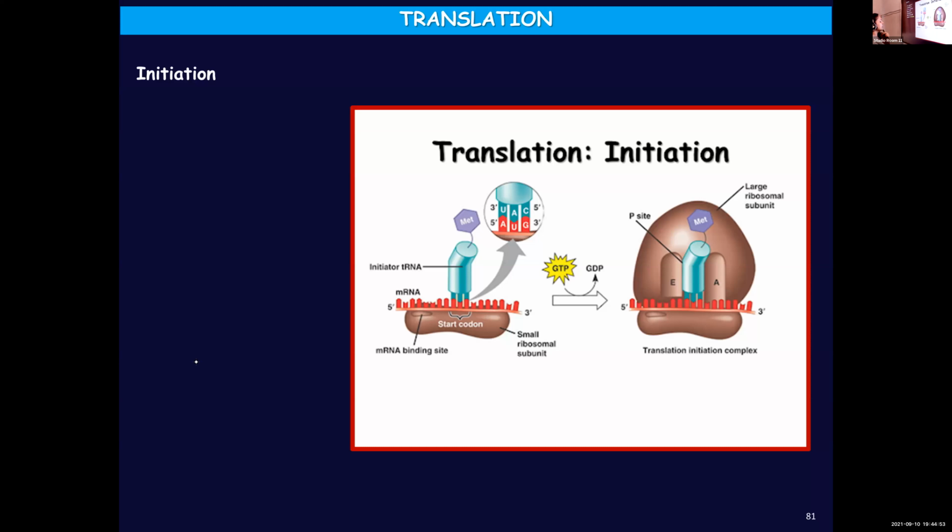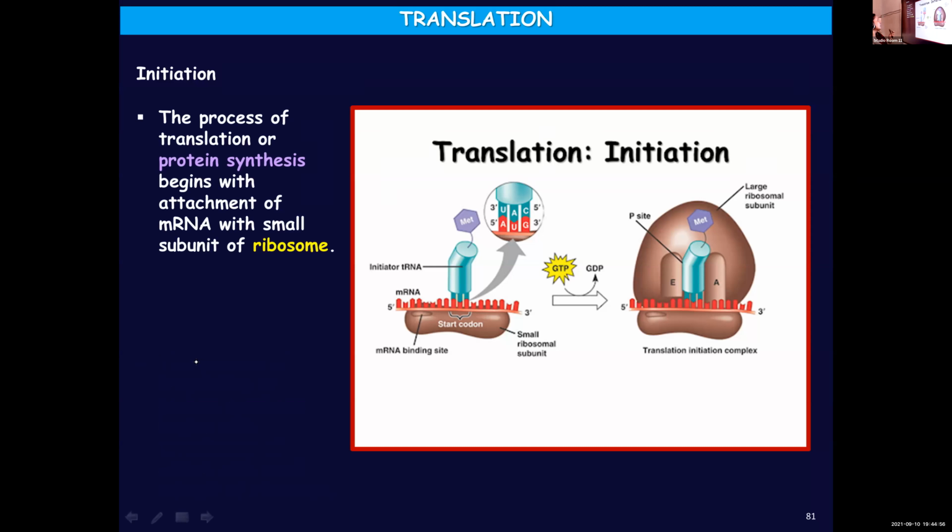Okay, now let's see it once again. From the video, you might have got a better idea. In initiation, the process of translation or protein synthesis begins. As you already saw, messenger RNA will come and get attached to the small subunit of the ribosome, at the AUG. So the ribosome is getting attached at the start codon because the process is beginning there. As the process proceeds, the ribosome will move from the start codon to the stop codon of the messenger RNA. So to begin with, the small subunit of the ribosome will come and get attached to the start codon of the messenger RNA.